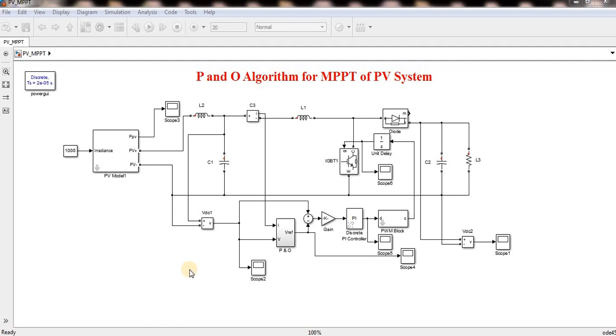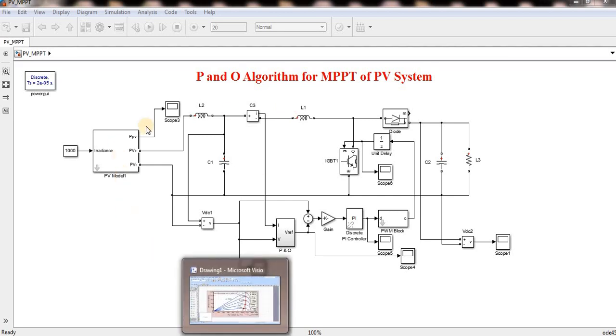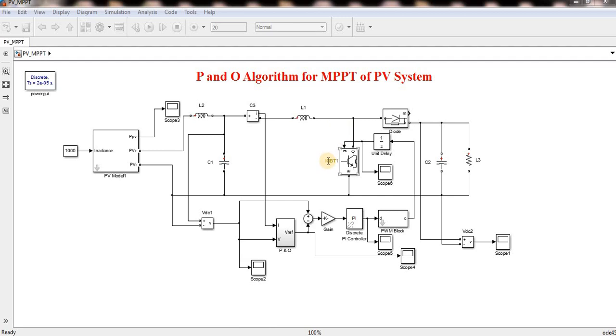Today's Simulink model is MPPT of a PV system with the P&O algorithm. In this video I will explain how to design the P&O algorithm for MPPT of a PV system. Based on the application, we have to design the logic of the P&O algorithm. The same P&O algorithm can't work for all applications.